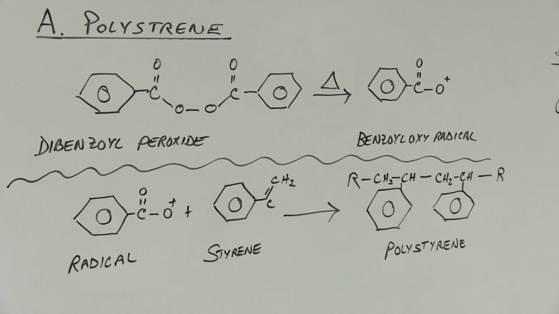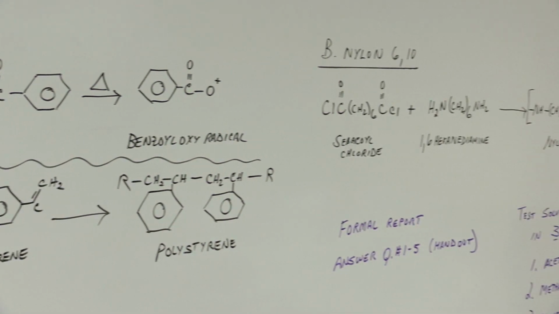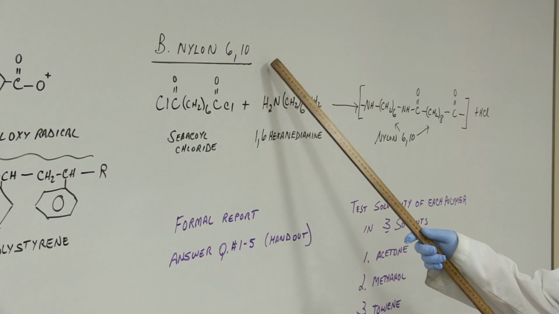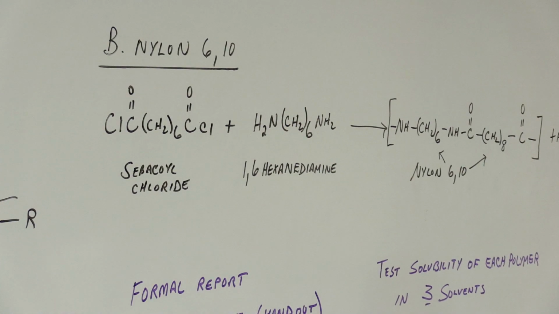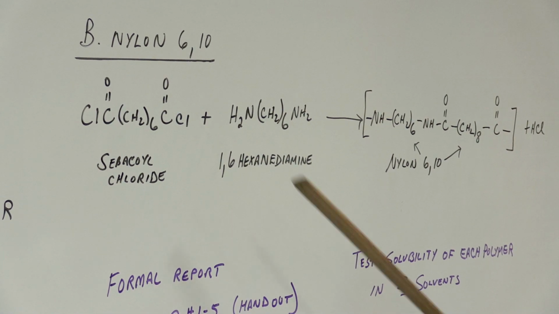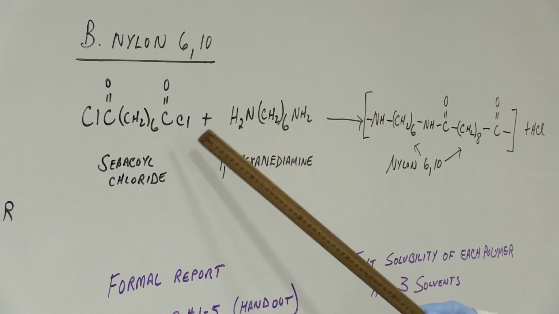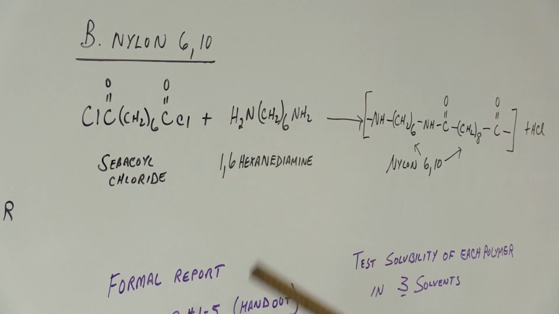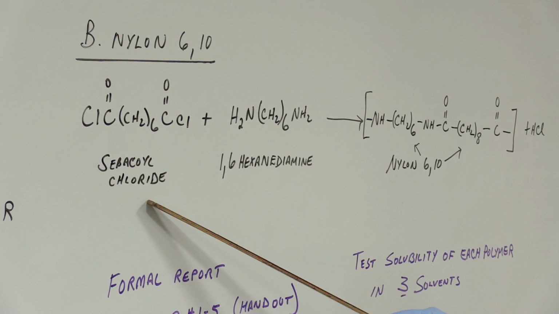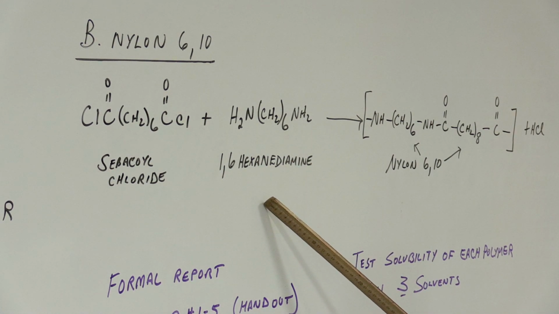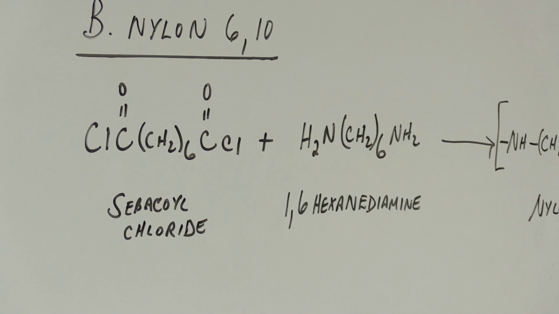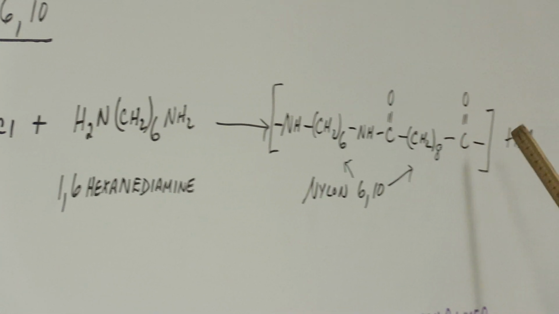The second polymer that we're going to make is called nylon 610. This is actually how they refer to it as a copolymer. And a copolymer is made up of two different reacting materials. In this case, we're using sebacoyl chloride and 1,6-hexane diamine as the copolymers to make the nylon 610.